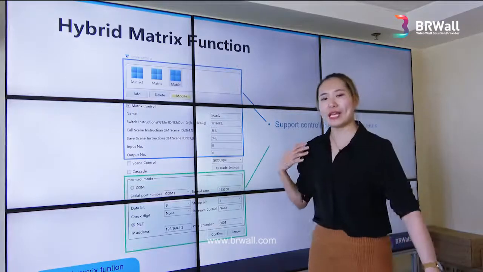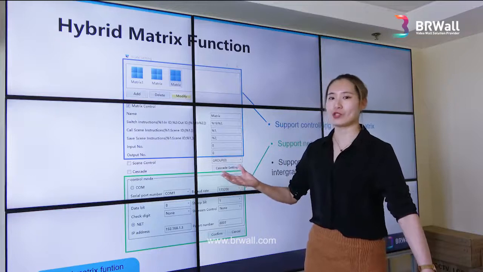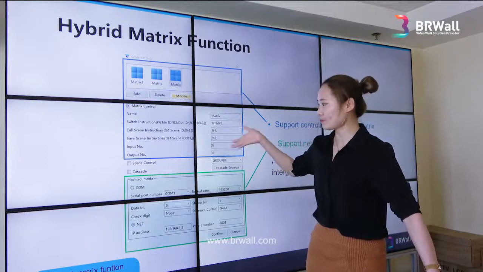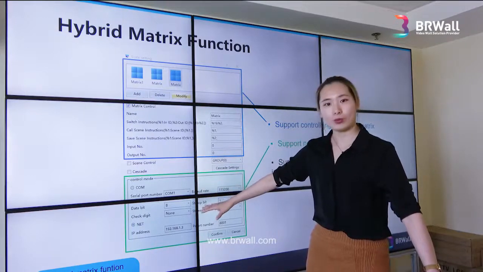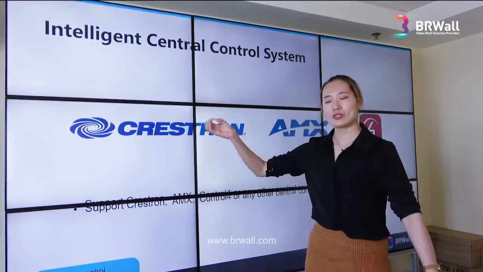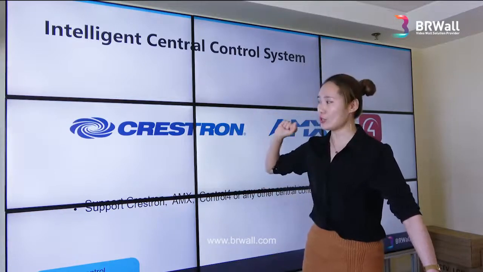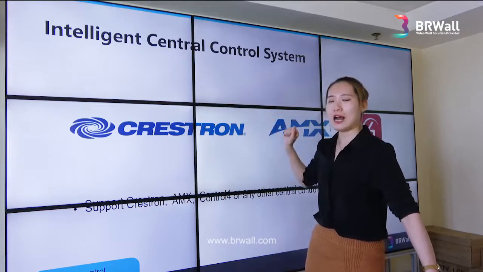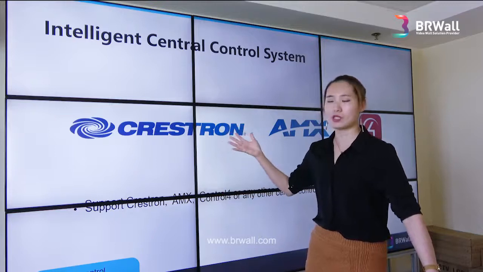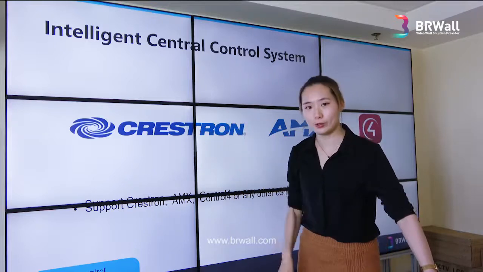The video controller can control other third-party matrices through protocols and instructions. It has a COM port or a network port. Besides controlling third-party matrices, it can also be controlled by central control systems like Crestron, AMX, or Control4. We have commands for these kinds of central control systems, which can also control and be controlled by this video controller.